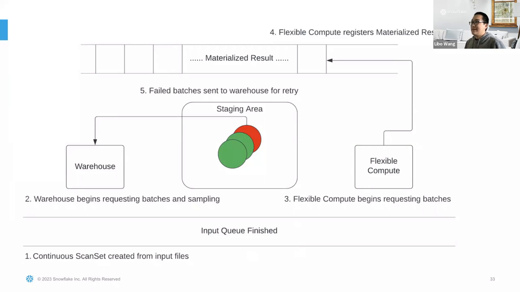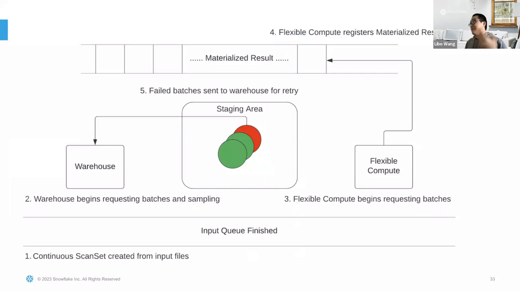But in case there is some random server failure, with this number of servers, glitches do happen from time to time. We don't want to fail the entire query because accelerated queries can be costly to run. So instead, we take those batches from the staging area that are still there and send them to the warehouse part for another chance, for a retry.